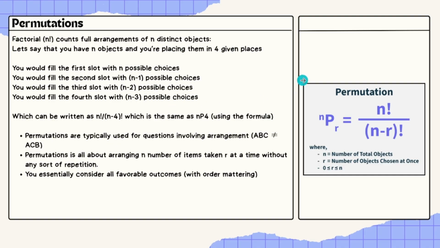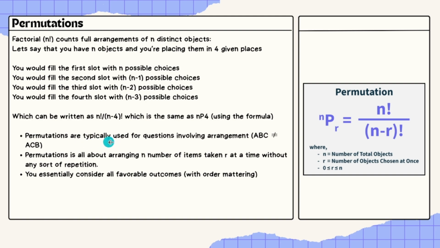Now, here's the formula for nPr, which is n factorial divided by n minus r the whole factorial, where n is equal to total number of objects, then r is equal to number of objects chosen at once. Now, for this example over here, we're essentially doing n times n minus 1 times n minus 2 times n minus 3, which can also be written as n factorial divided by n minus 4 factorial, which is the same as nP4. So, if you compare the intuitive way and the formula, it basically gives you the same answer.